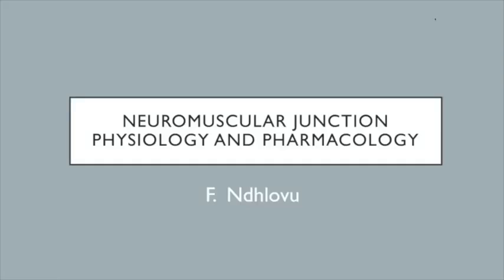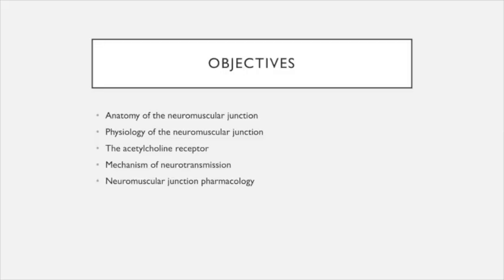I'll be talking to you today about neuromuscular junction, physiology, and pharmacology. So the objectives of our presentation are the anatomy of the neuromuscular junction, the physiology of the neuromuscular junction. We'll look at the acetylcholine receptor, mechanism of transmission, and the neuromuscular junction pharmacology.